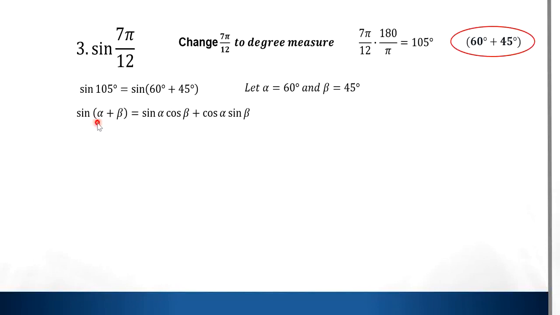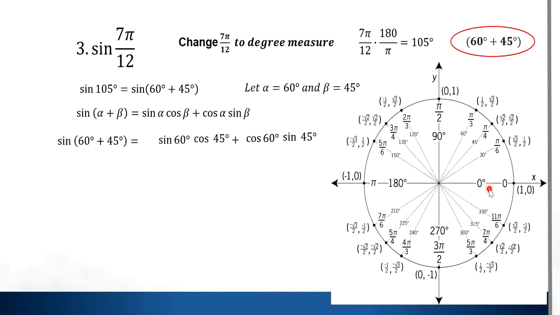Okay, let's replace alpha and beta in our formula. So we have now sine 60 degrees plus 45 degrees. Our sine alpha becomes sine 60 degrees. Our cosine beta becomes cosine 45 degrees. Copy the plus sign. Our cosine alpha is cosine 60 degrees. Our sine beta now becomes sine 45 degrees. And after that, we will be needing the exact values of these 4 trig functions using our unit circle.